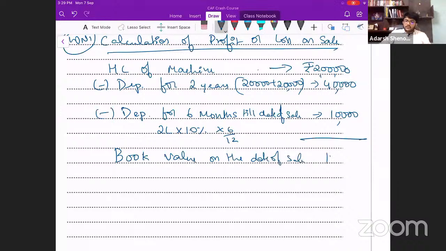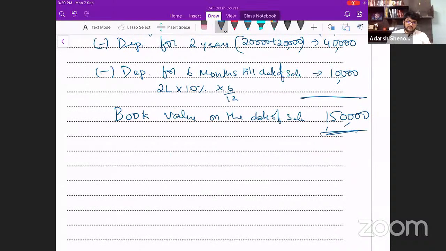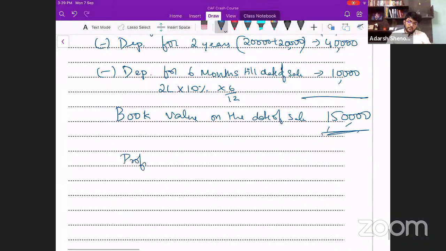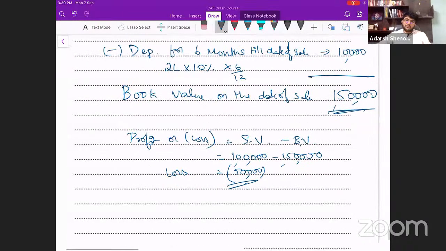Is it 1,50,000? Is it a profit or loss? What do you think it is? Very good. Profit or loss is equal to sale value minus book value. The sale value was how much? Given in the question as 1 lakh. What is the book value? 1,50,000. So it is a loss. The book value is more. Loss of 50,000.